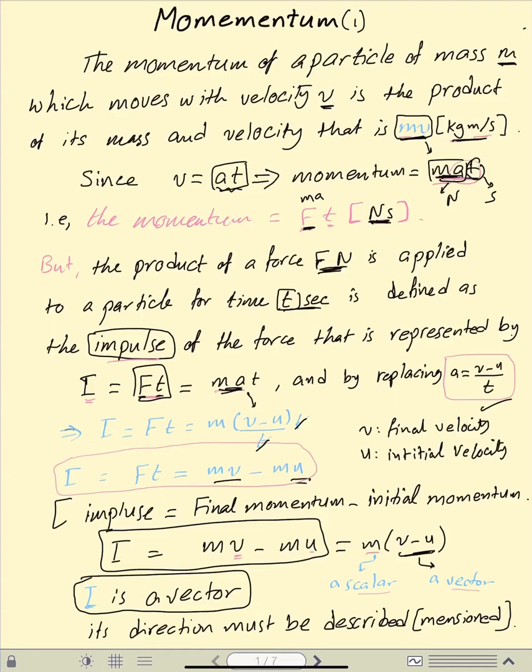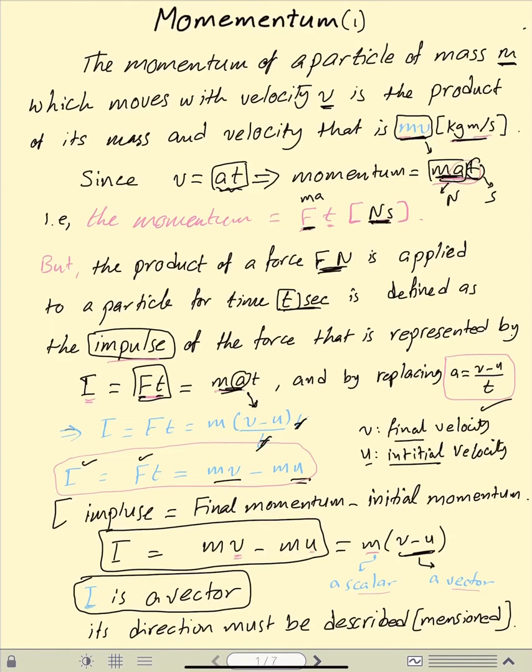As we know before, the acceleration is the change of velocity per time. So if you replace a by its value, v minus u over t, final velocity minus initial velocity over t, and cancel t over t, you get I, the impulse, which is F t, equal to mv minus mu, where v is the final velocity and u is the initial velocity. That is the final momentum minus the initial momentum.